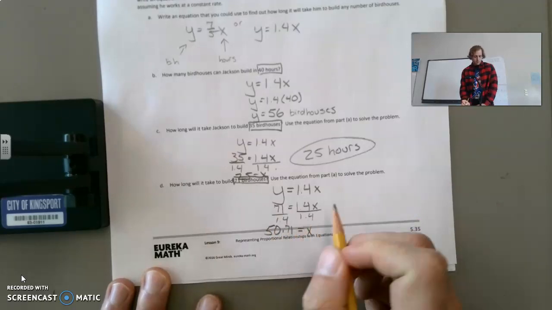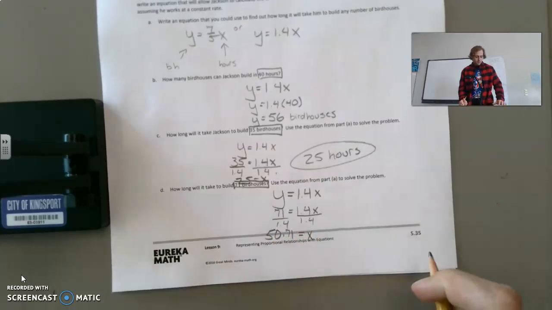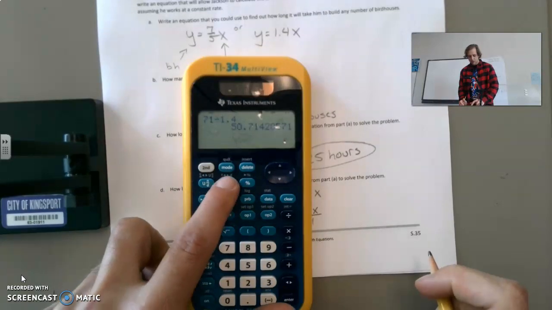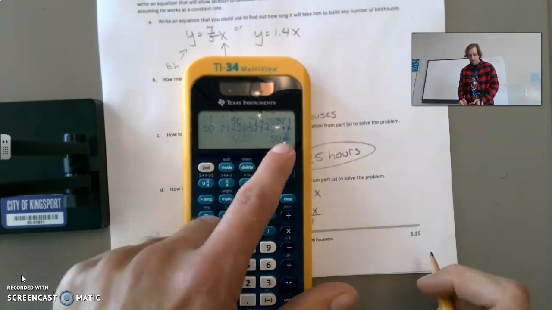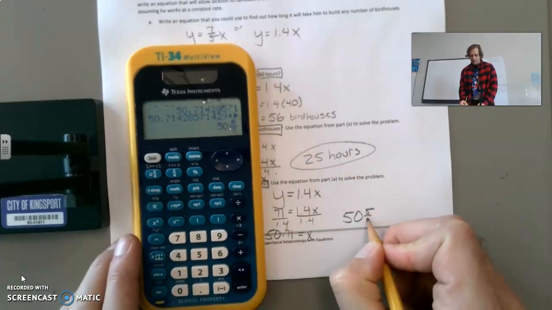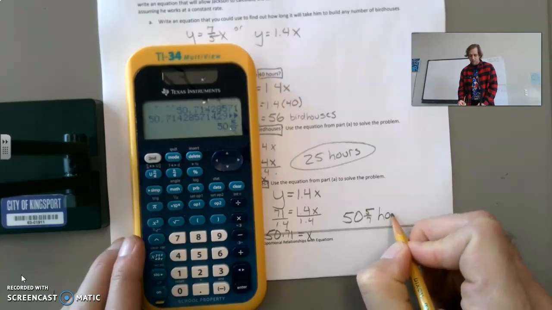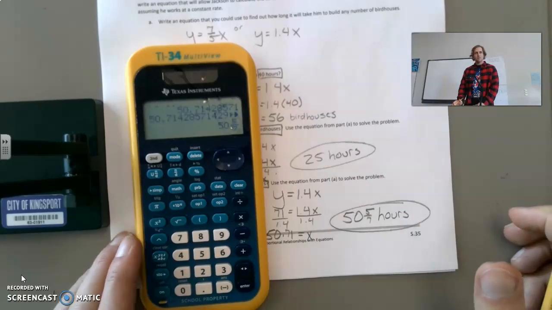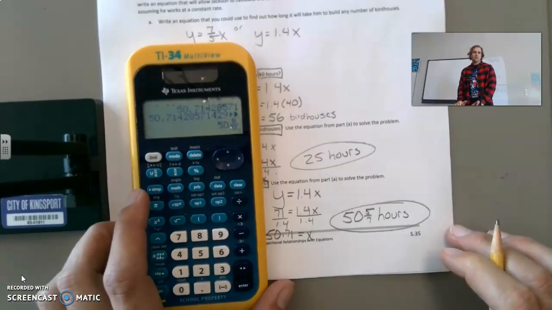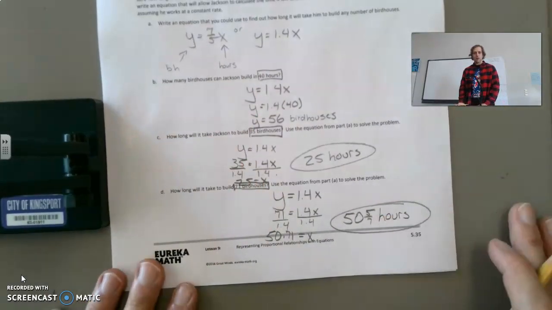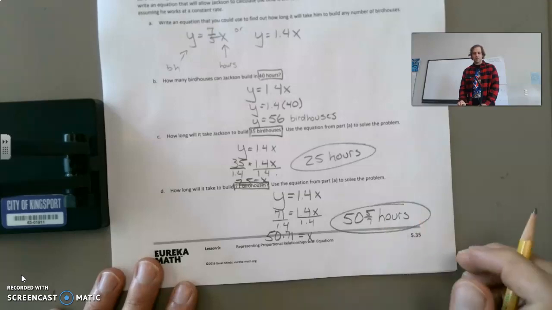0.714 something. Let's convert that to a fraction. On my calculator, I'm going to hit second, and do the fraction-decimal toggle back and forth like that, and it's 50 and 5/7. So 50 and 5/7 is my number of hours. If I wanted to be precise, I could try to do that in minutes, but the number of minutes is not divisible by 7. I think that's probably our best answer right there, 50 and 5/7 hours.